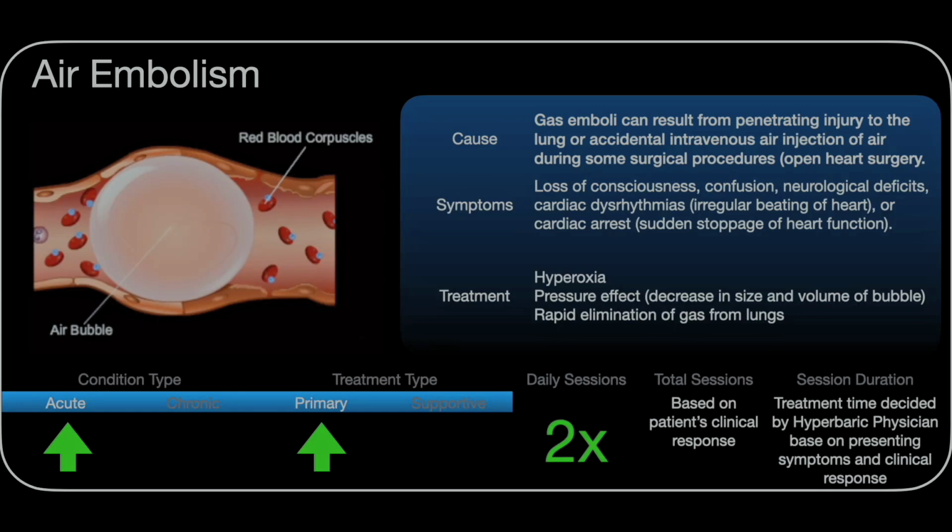The treatment with hyperbaric oxygen therapy relies on hyperoxia, when blood becomes oxygen-rich and when increased pressure causes a bubble to decrease in size and volume. This leads to a rapid elimination of bubbles out of the lungs.